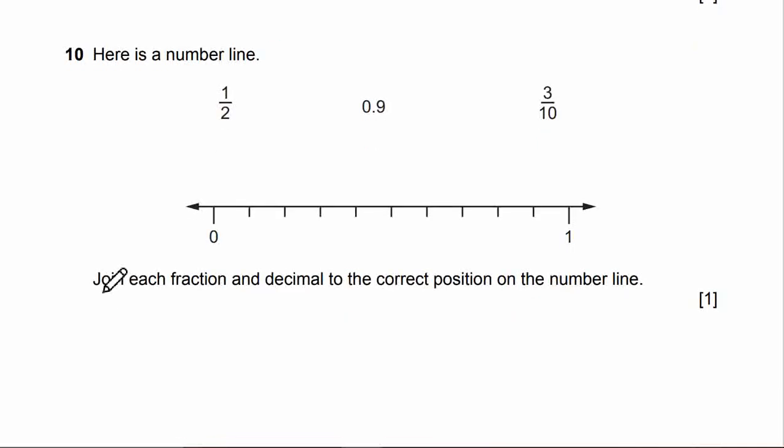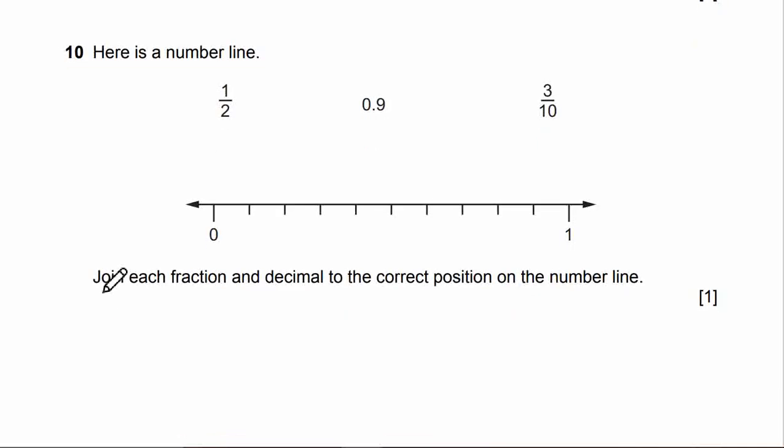Here's a number line. Half, 0.9, 3 by 10. Join each fraction and decimal to the correct position on the number line. So half will be halfway. So halfway we count 1, 2, 3, 4, 5, 6, 7, 8, 9, 10. So it will be the 1, 2, 3, 4, 5. This will be in the middle. And half will be here.